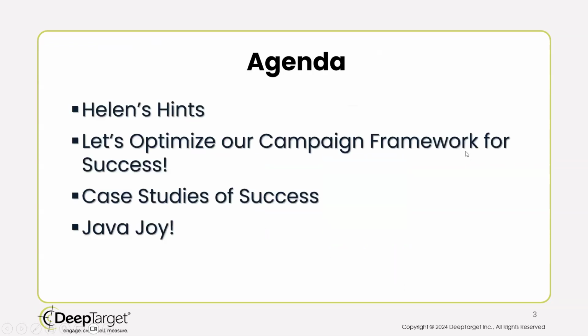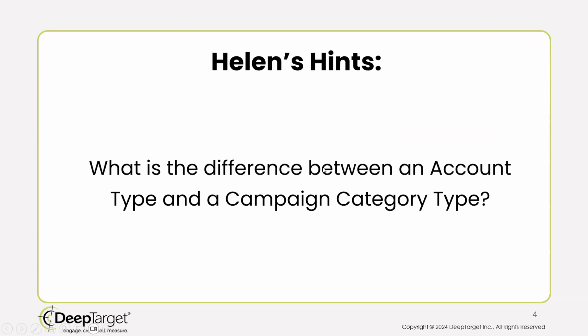Our agenda, we've decided that we're going to always start our webinars with Helen's hints. Everybody has always enjoyed Helen's hints, and she always has some insightful things to remember to make sure your system is running optimally. So we'll start with that. Then we're going to talk about optimizing your campaign framework and several aspects of that. We're going to look at a couple of amazing case studies, and then end up with our Java Joy. So with that, we'll go ahead and get started. Helen, I'll turn it over to you.